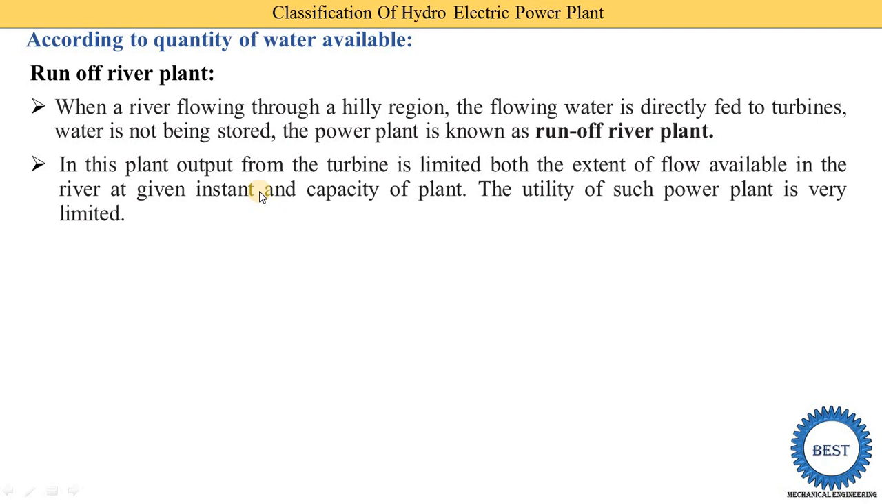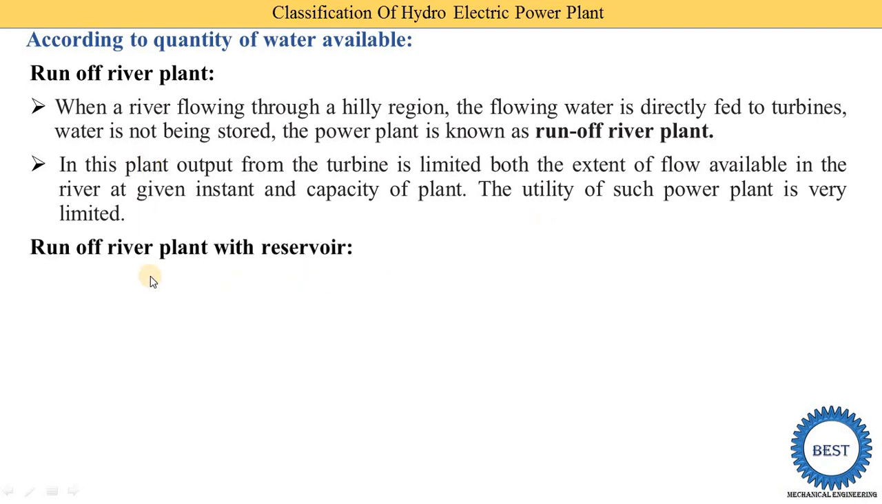Okay, and the flow of the water is also limited. Okay, means they are limited to both extent. First is the flow available, means quantity of water available, and second is the capacity of the plant. The utility of such power plant is very limited, means they are used in very limited places.